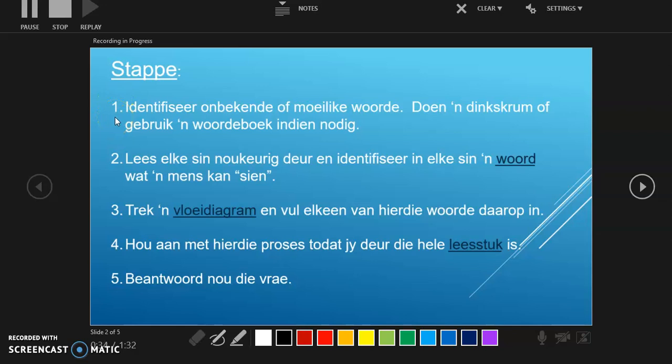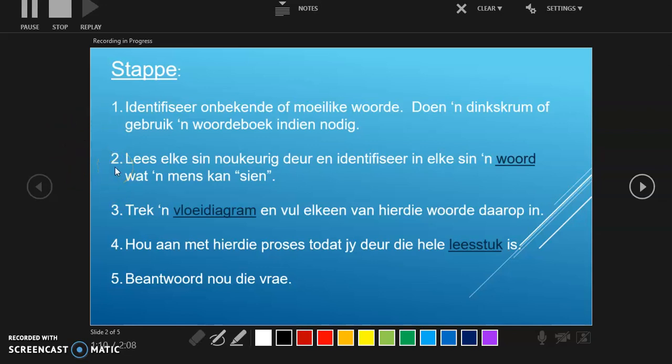Nommer 1. Identifiseer onbekende of moeilike woorde. Doen 'n dinkskrim of gebruik 'n woordeboek indien nodig. So when you read through your comprehension test and there are some unfamiliar and difficult words, try to first figure out what these words mean. And if you really struggle, use a dictionary to help you to figure out the meaning of these words.